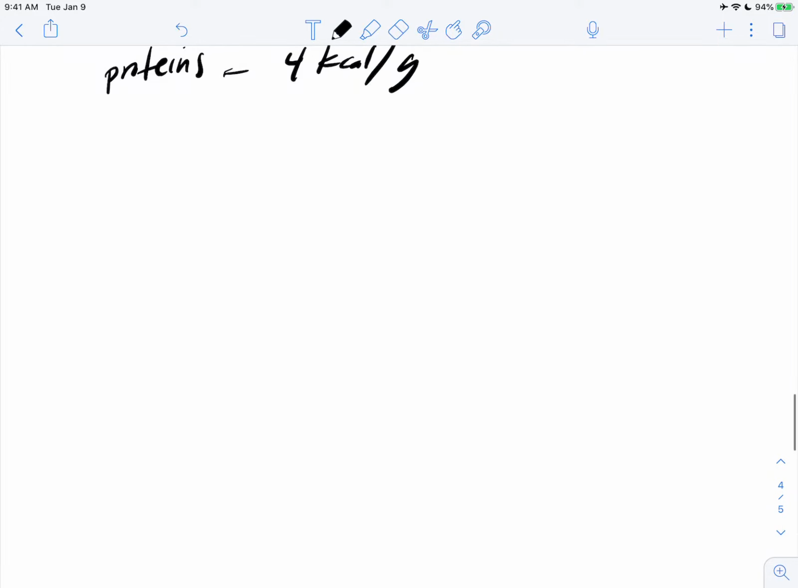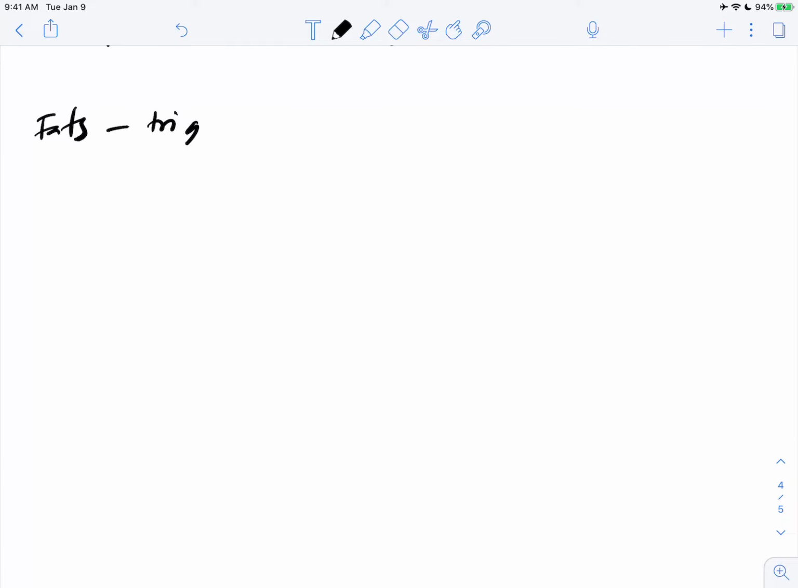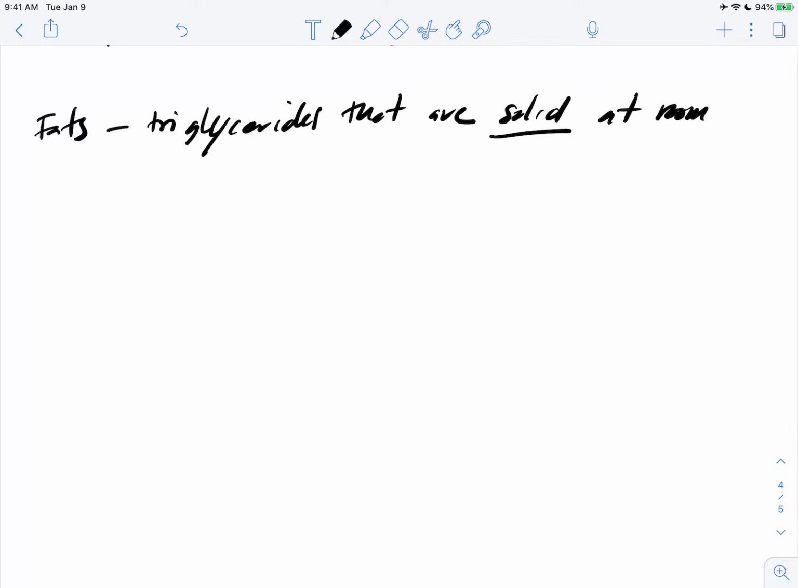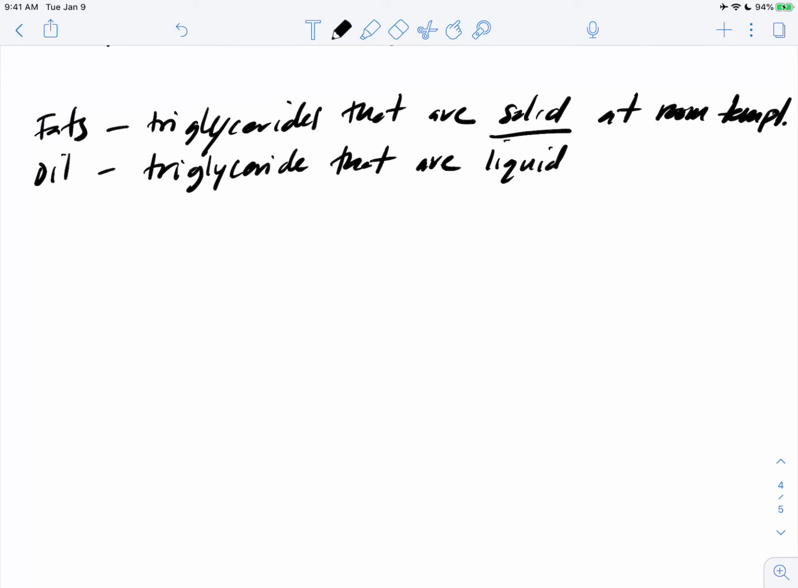So we'll start off with fats. So we said fats are triglycerides that are solid at room temperature. An oil is also a triglyceride, but that are liquid at room temp. And we've seen this all the time.